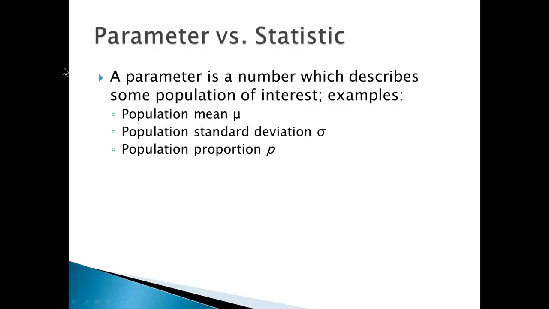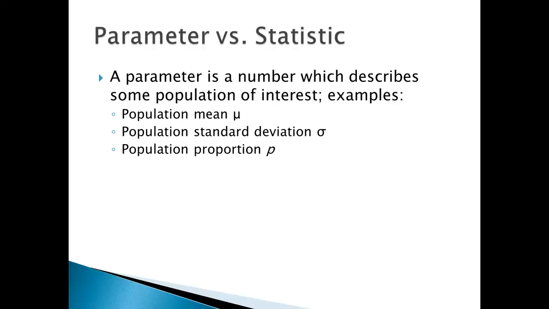So first let's talk about the difference between a parameter and a statistic. A parameter is a number which describes the whole population: the population mean, mu, population standard deviation sigma, proportion p. And we usually can't measure this number directly because the population is too big. We couldn't find the mean weight of every adult in the United States. There's too many of them.